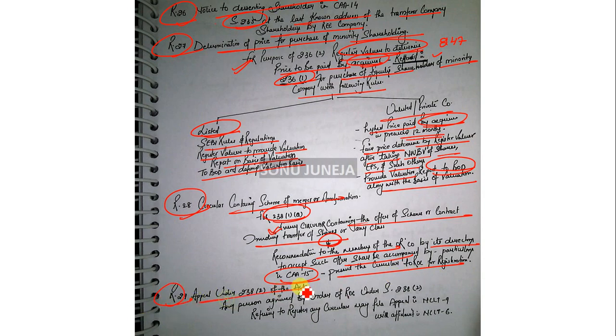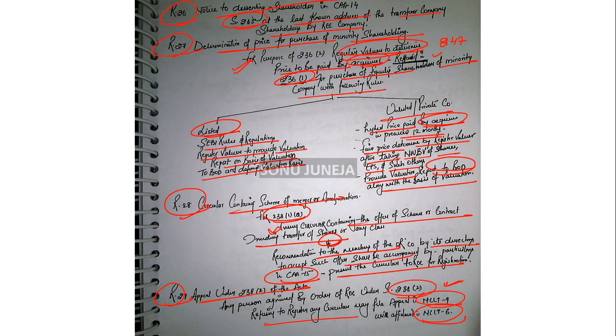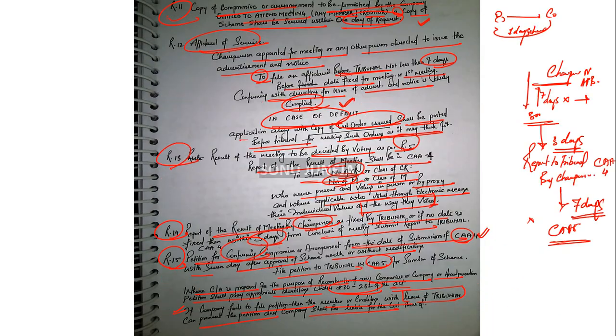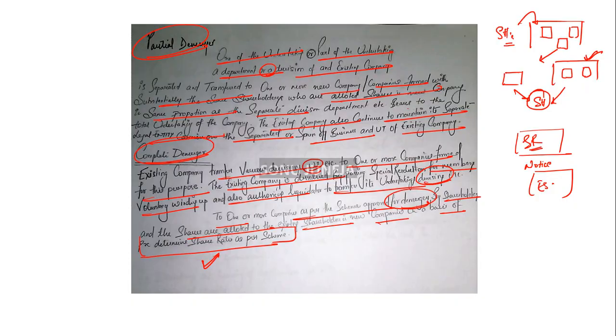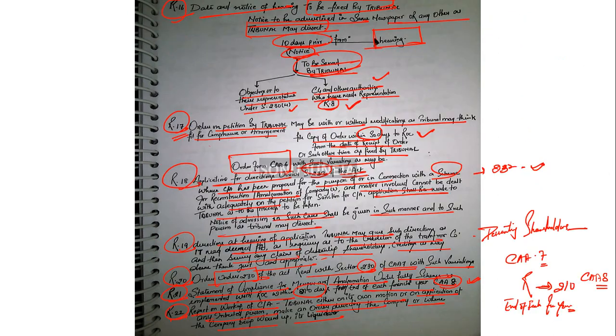Rule 29. Appeal. Any person aggrieved by the order under 238 subsection 2 refusing to register the circular may file an appeal in NCLT 9 and NCLT 6. That will be your appeal, along with the affidavit. So this was the 29 rules with respect to the demerger. And next, you have coming up the tax aspects of demerger.